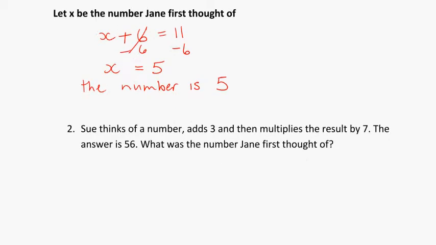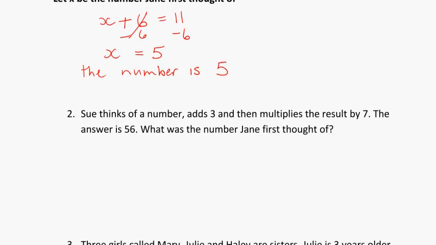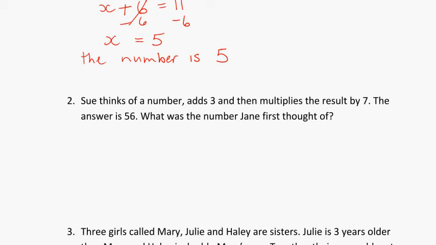Sue thinks of a number, adds 3, and then multiplies the result by 7. The answer is 56. What was the number Jane first thought of? So we go to the end of the problem and we see what we have to find out. Now we've got to find out again what was the number Jane first thought of. So our first sentence is always let x be the number. And you write that down. Okay, go back to the question and translate words into math symbols.